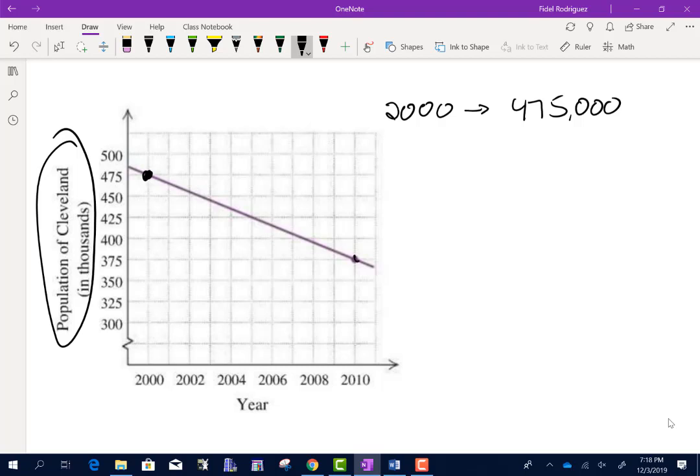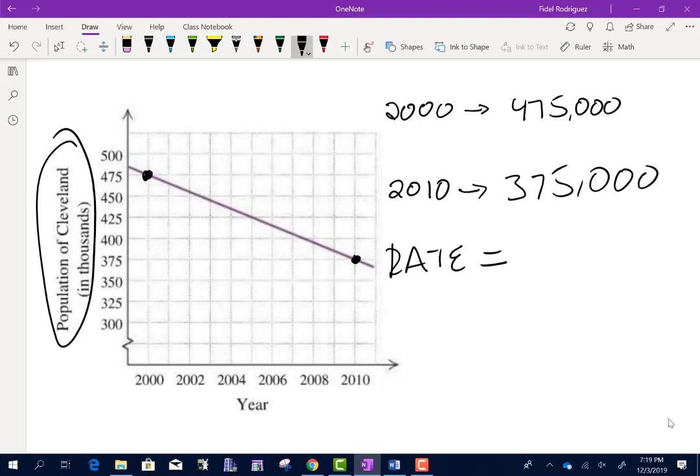But then in what year would this one be? 2010. What was the population of Cleveland there? 375,000. All right, guys, we're going to do the same thing that we did before. We're going to find the rate. Is the population of Cleveland going up or going down? It's going down, okay?